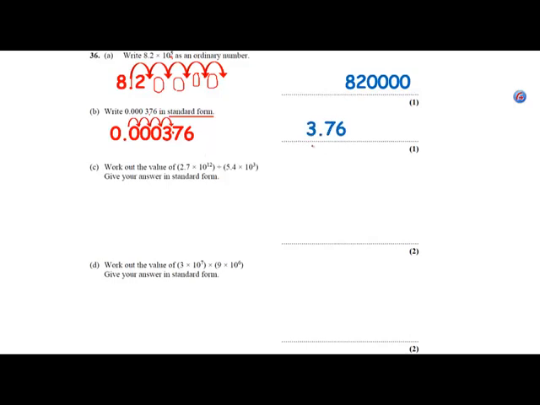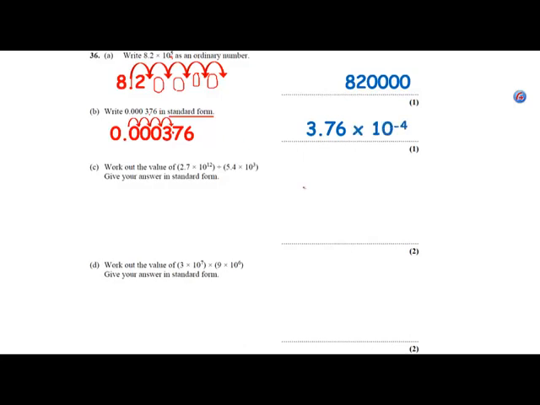This means that this bit has to be a number between 1 and 10. All right, you always check it. Is it between 1 and 10? Not including 10, but is it between that? That's fine. Times 10 to the power of, and because I moved it 1, 2, 3, 4 to the right in this case, and it's a tiny number, it's going to be 10 to the minus 4.